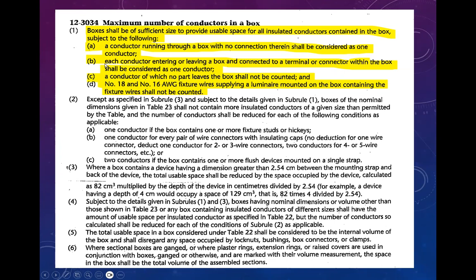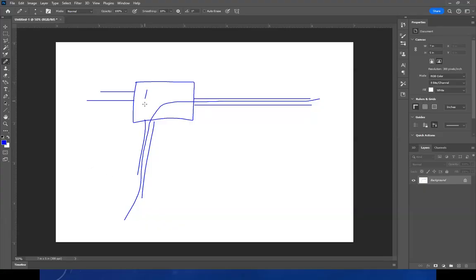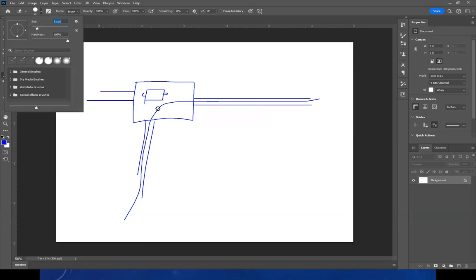All right, let's keep going. Each conductor entering or leaving a box and connected to a terminal or a connector within the box shall be considered as one conductor. Okay. Let's get our board again. Let's say there is some device mounted in there with a screw terminal here and a screw terminal here. All right, so now we have this wire running through the box and we're considering this thing as one conductor. But if we cut the wire, let me get this eraser a little bit bigger. Let's say we cut the wire.